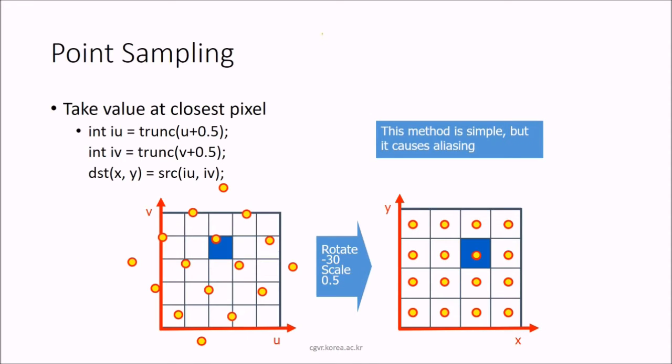Now coming to resampling, we can evaluate it using point sampling. We take the value at the closest level. We try to find the value at the closest level.